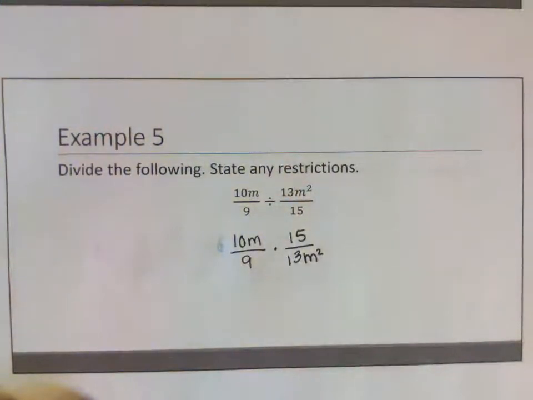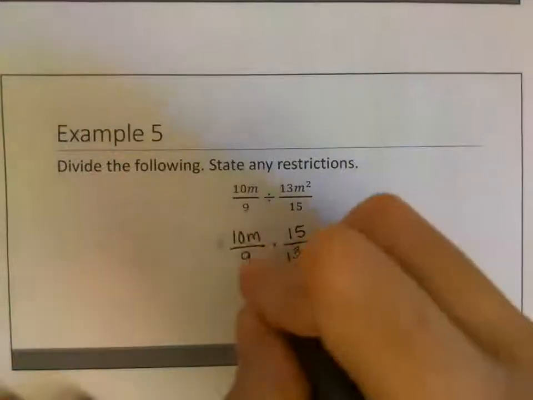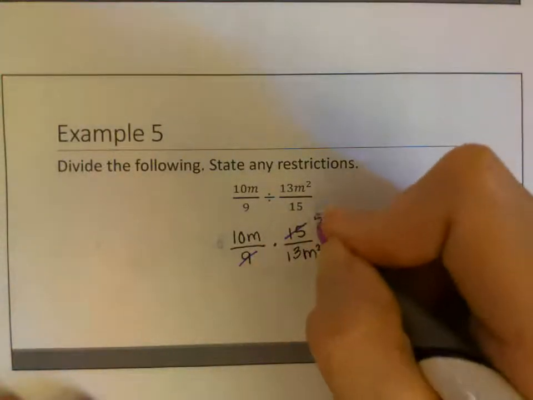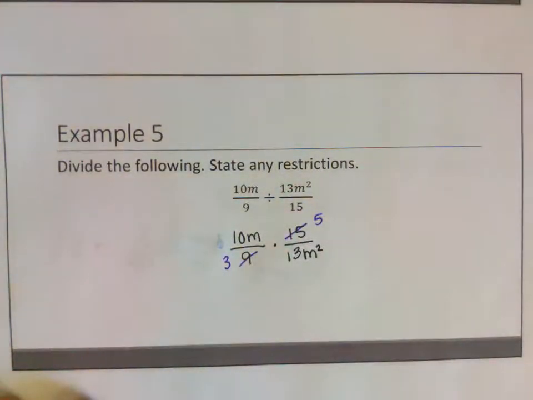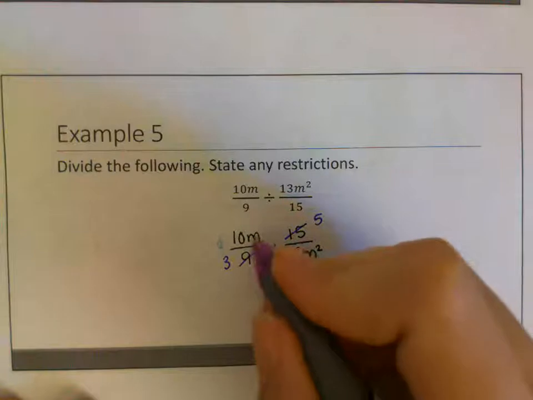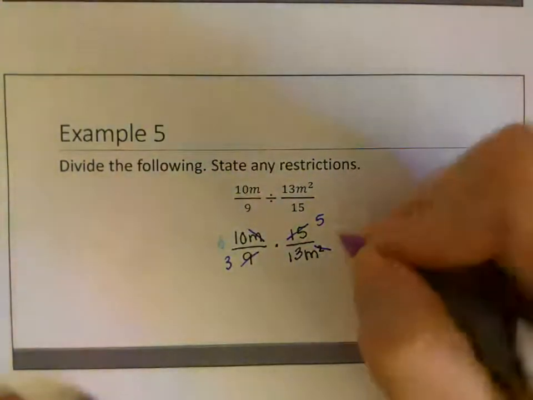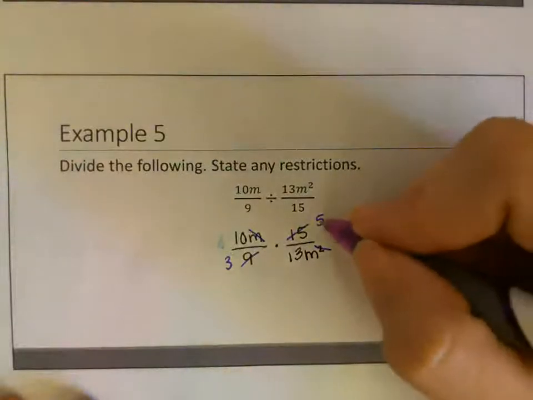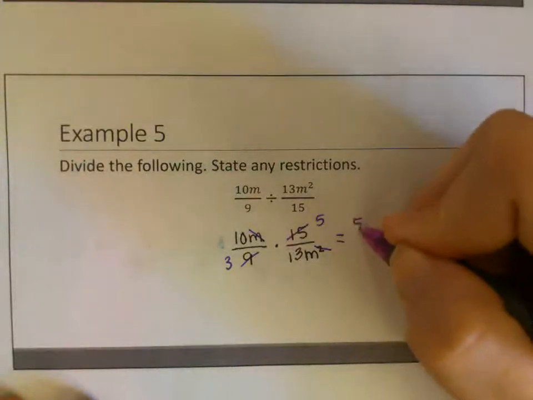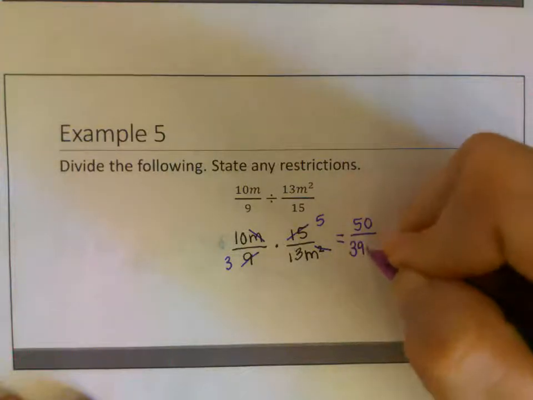Now, top to bottom, I don't see anything on either of those that I can simplify, but diagonally, I can divide both of these by 3. That'll give me 5 and 3. All right, and on the other diagonal, I can't simplify the 10 and the 13, but hey, there's an m here and an m squared here. So this m goes away, and the squared part goes away. I'm left with just one m left. So multiplying those together, I'm going to get 50 over 3 times 13 is 39m.